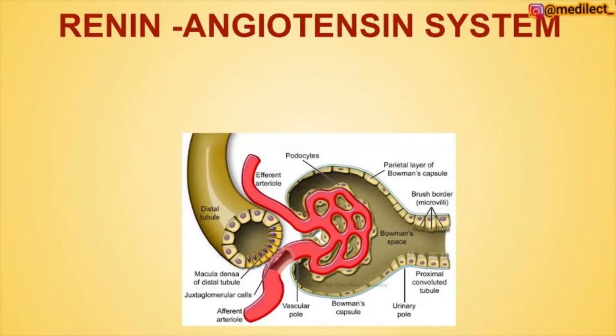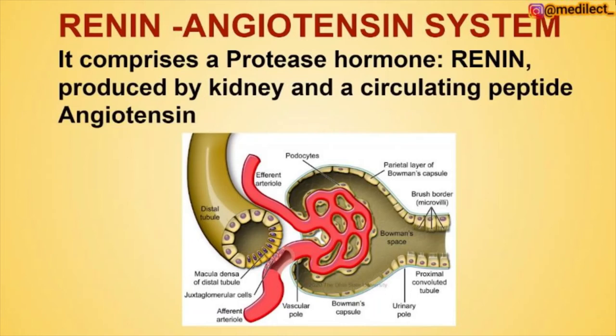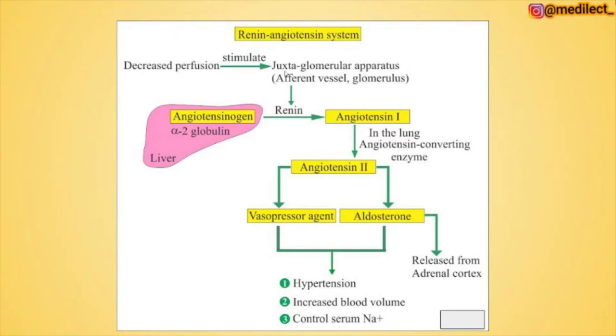Now, next is the renin-angiotensin system. This system comprises a protease hormone, that is renin, which is produced by the kidneys, and also a circulating peptide, that is angiotensin. As you can see in this picture, the JG apparatus, the juxtaglomerular apparatus, secretes the renin hormone, and this is present in the kidney.